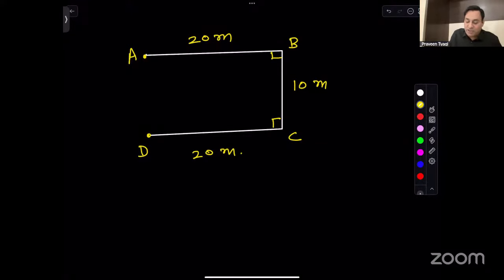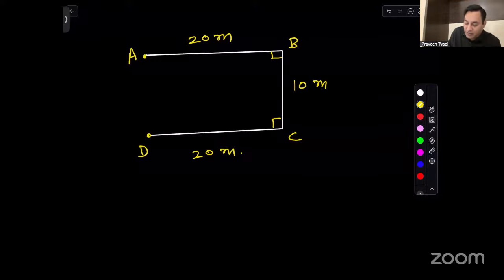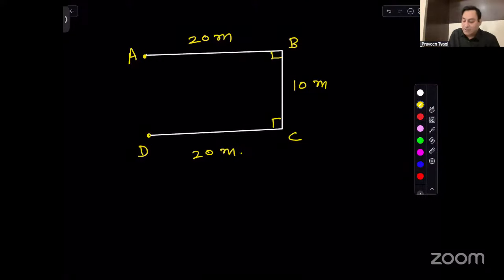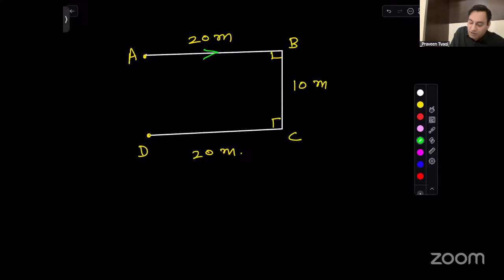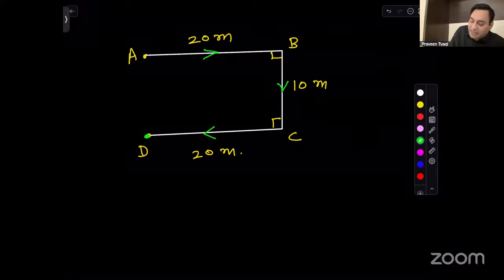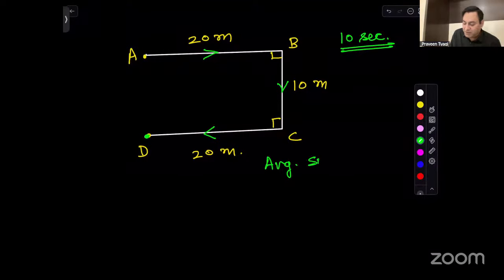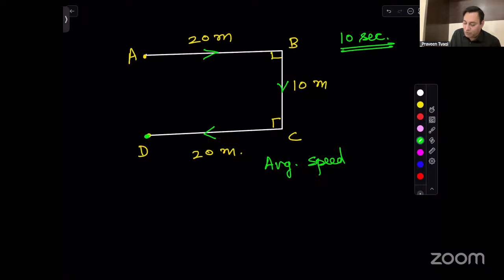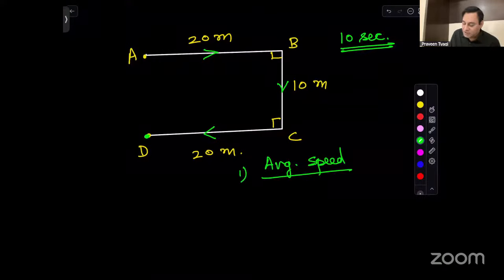You have to tell me, a body started from A, went to B, went to C, then went to D. This was the path it followed, and it reached D. It was moving with a uniform speed, a constant speed. Now suppose it took 10 seconds for this total motion. What is the average speed from A to D? First question is average speed from A to D.